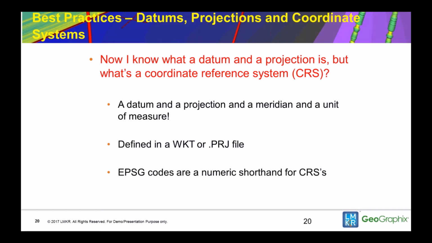And then you have this other thing called an EPSG code. EPSG codes are numeric shorthand for CRSs, for coordinate reference systems. EPSG stands for European Petroleum Survey Group. It's a now defunct organization that came up with these numerical codes for each coordinate reference system, and there are thousands of coordinate reference systems out there.